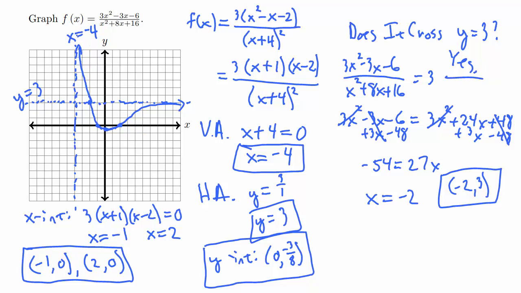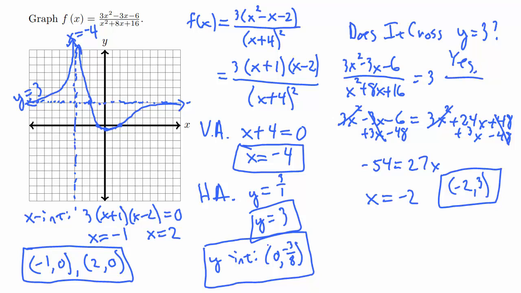Here's the thing, though. It doesn't flip to the other side. And the reason it doesn't flip to the other side is because if you look at the vertical asymptote, its multiplicity was 2. It was an even multiplicity. And because it's an even multiplicity, it stays on the same side. So it's going to look something like this.